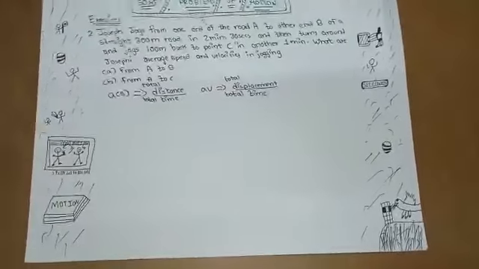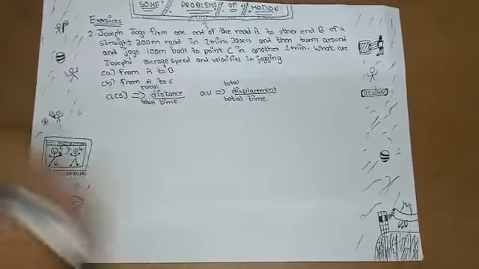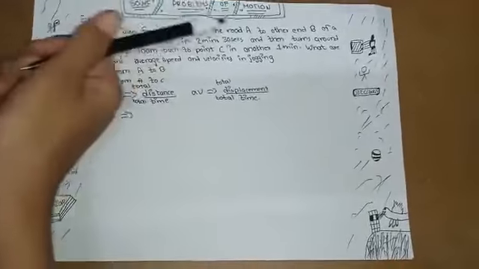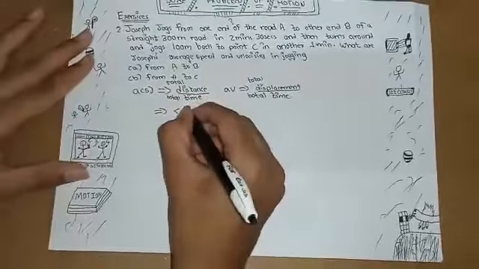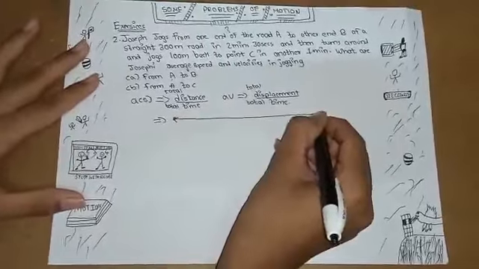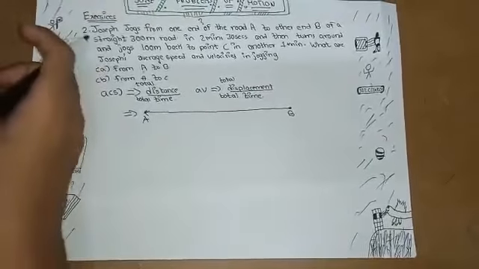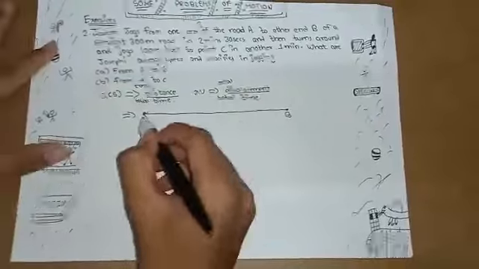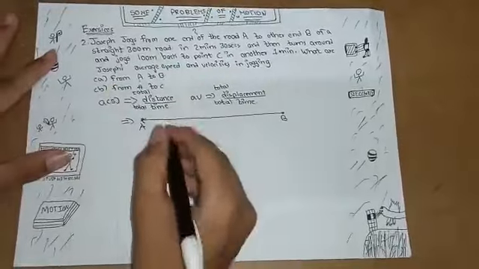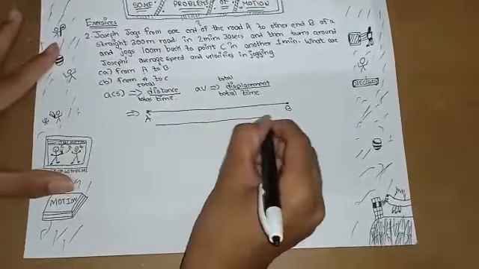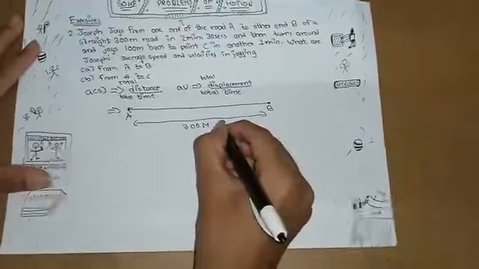So here, what is the total distance that has been traveled by Joseph? Suppose we do this with a diagram. Joseph jogged from A to B. Let us take this as a road, and these are the two endpoints A and B, and the total distance is 300 meters as mentioned in the question. It has been traveled by him in 2 minutes 30 seconds, sorry.